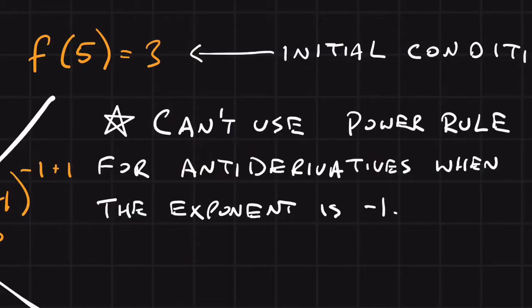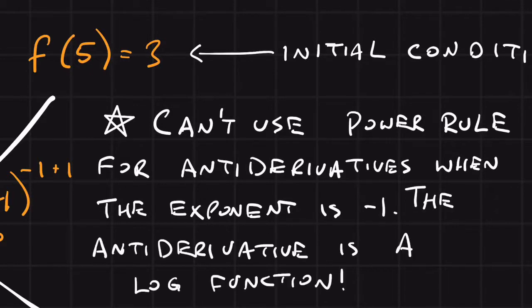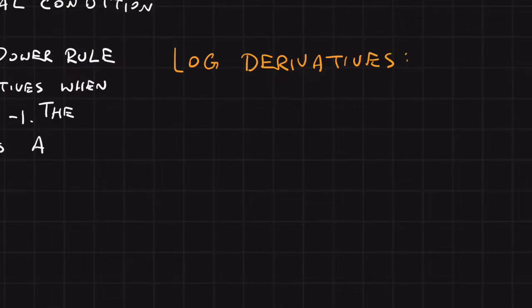It's important to note that we cannot use the power rule for antiderivatives whenever the exponent is negative 1. If we do, we're going to end up with an undefined answer, which just isn't right. Instead, we have to realize that the antiderivative of a function like this is a log function. So then we need to use what we know about taking the derivative of a log function in order to find this other antiderivative.